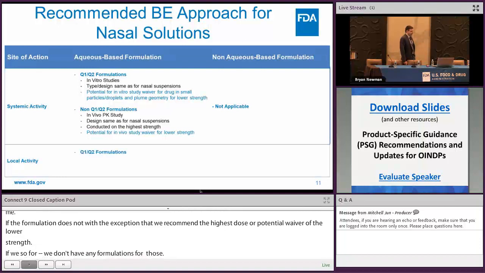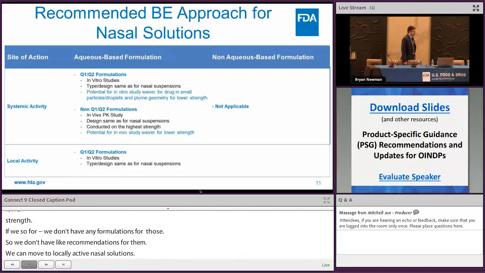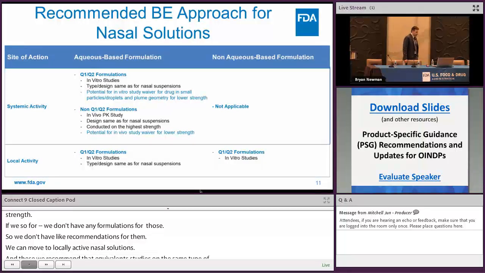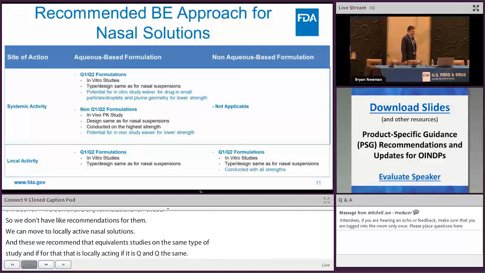Again, if your formulations are Q1, Q2 the same, we recommend the in vitro bioequivalence studies following the same type and design as for nasal suspensions. And for a non-aqueous based formulation that's locally acting, again, if your formulation is Q1, Q2 the same, we recommend in vitro bioequivalence studies in the same type of study design as for nasal suspensions, with the added note that these need to be conducted for all strengths of the product.